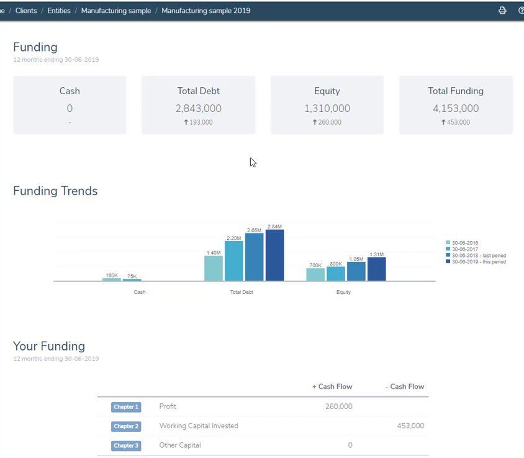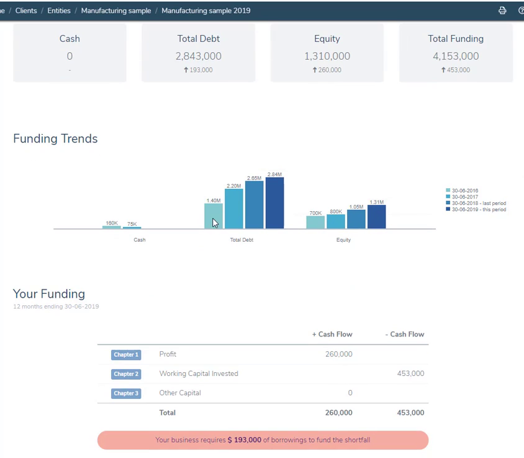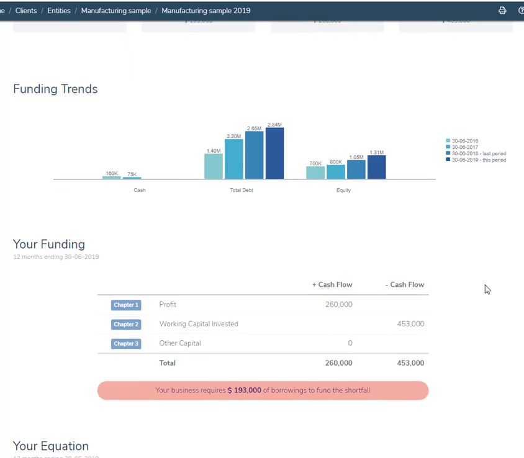Funding, as you would expect, this is all increasing, which is not a good sign. Our total debt is increasing. Total equity, so how much money the owners are having to put into the business, is increasing.